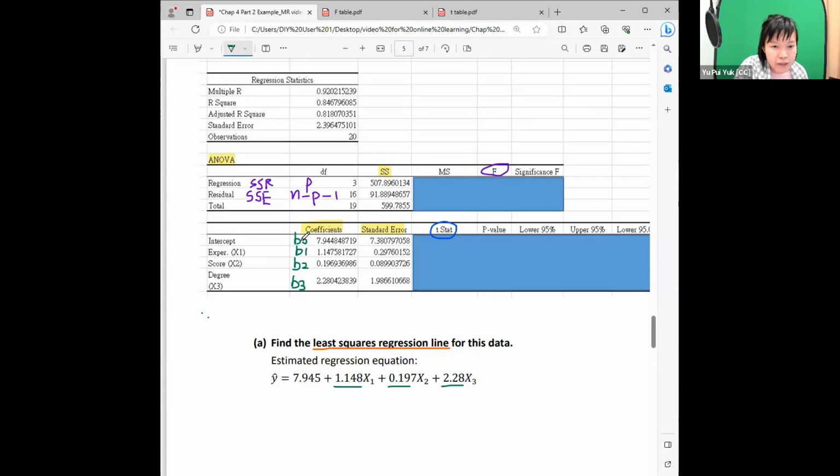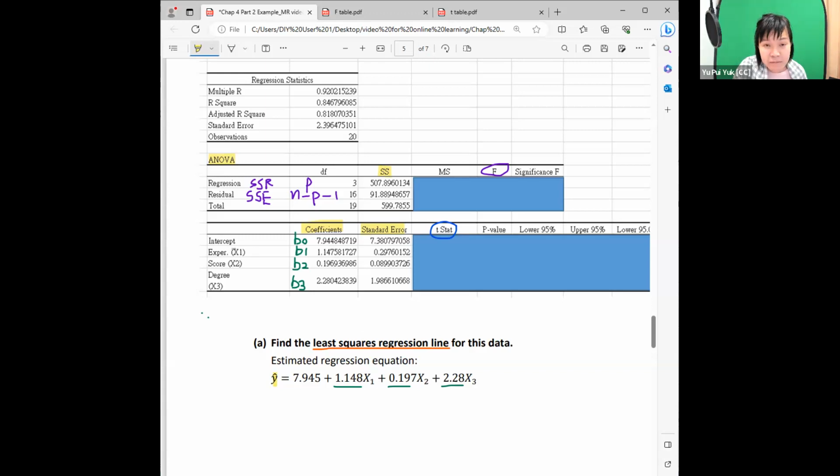Y hat, you just write down Y hat. This is the Y hat for the sample regression line. Y hat is equal to B0, 7.945, plus, this is the B1, 1.148, times the X1.